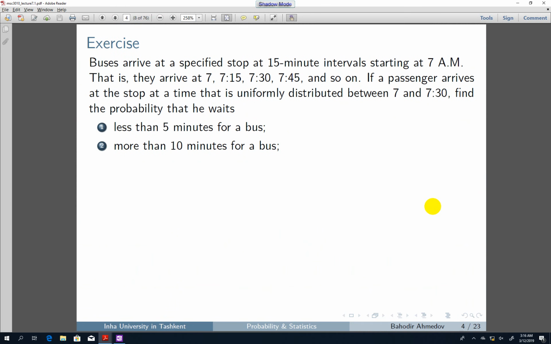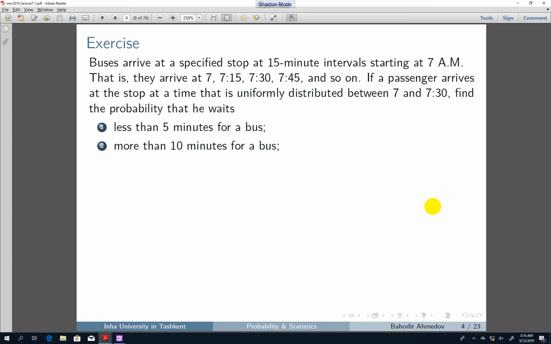Let's say the buses arrive at the station near your house every 15 minutes, starting at 7. They arrive at 7, 7:15, 7:30, 7:45, and so on, okay? So usually when you come to the university, you might come to the station at any random time between 7 and 7:30, okay? You might come at 7:15, 7:13, any time between 7:00 and 7:30 with uniform distribution, okay? It means that the chances that you will come at any time between 7 and 7:30 are the same, okay?